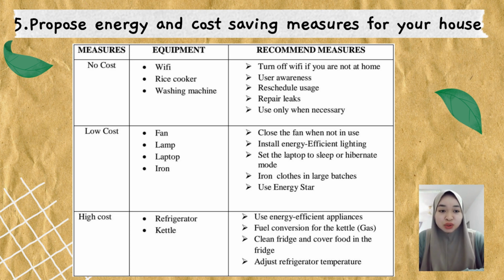Refrigerator, kettle: use energy-efficient appliances. Fuel conversion for the kettle. Clean the fridge and cover food in the fridge. Adjust the refrigerator temperature.